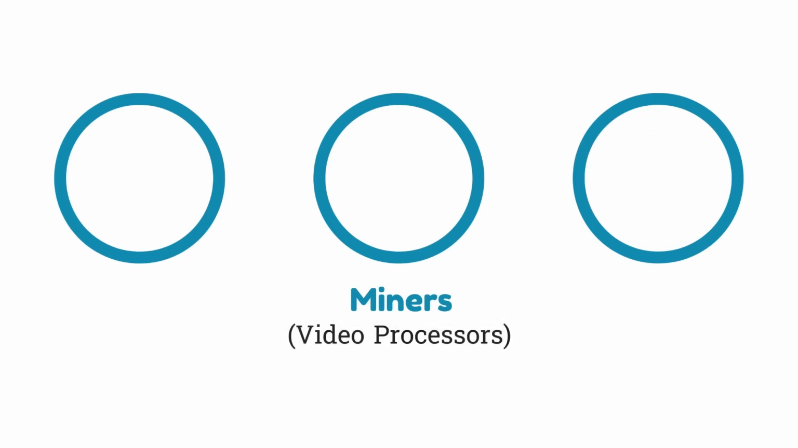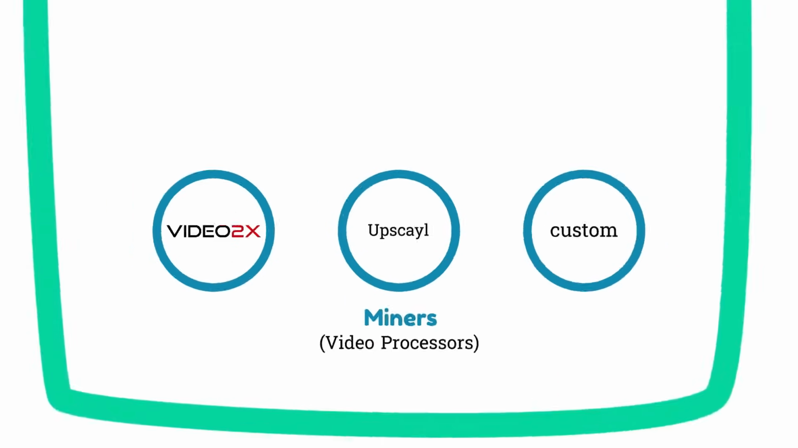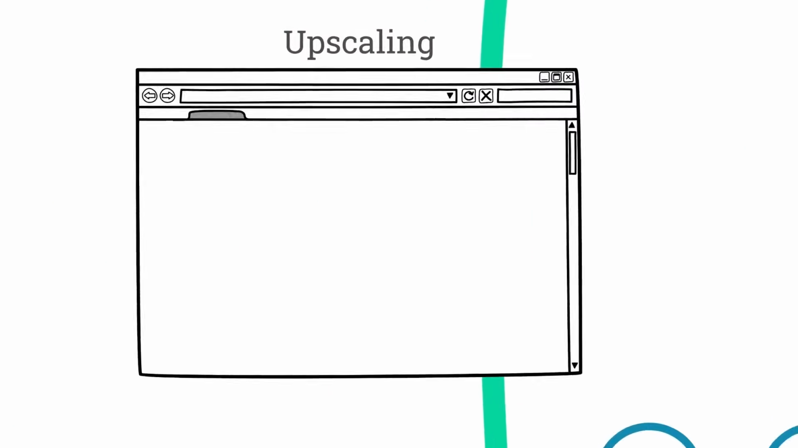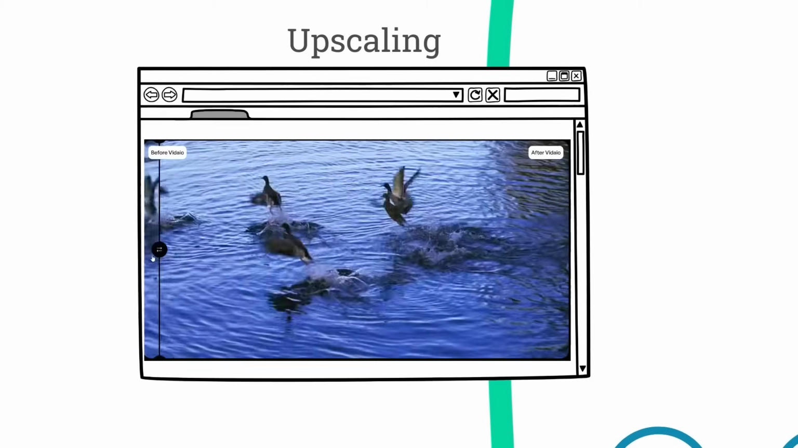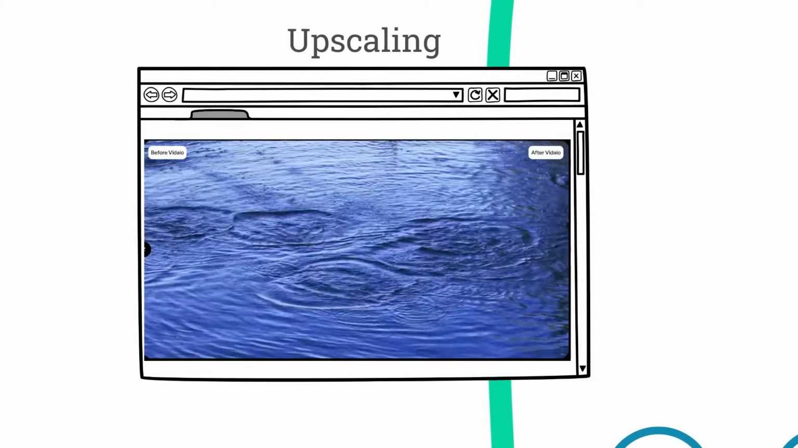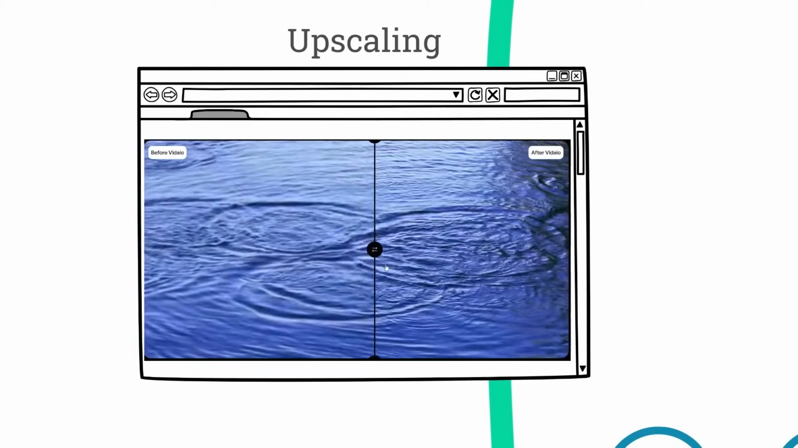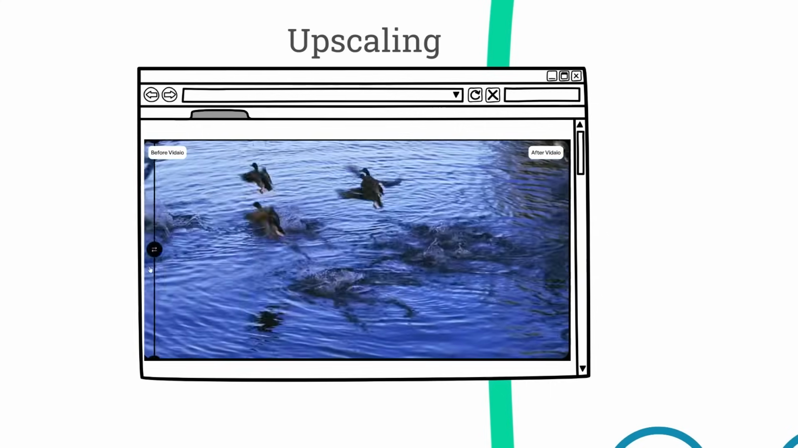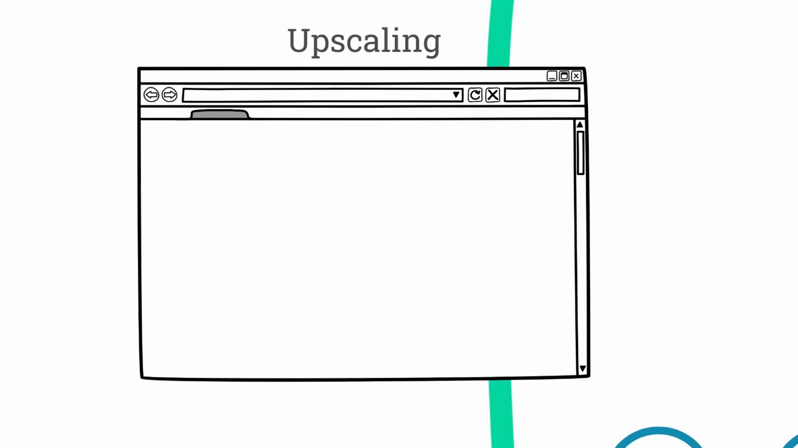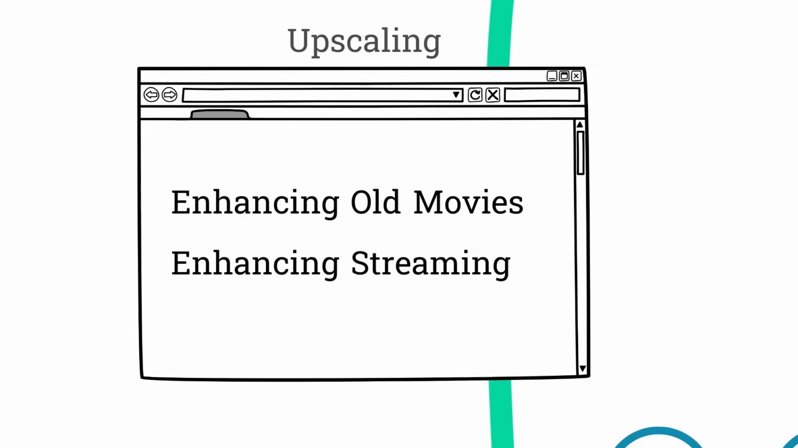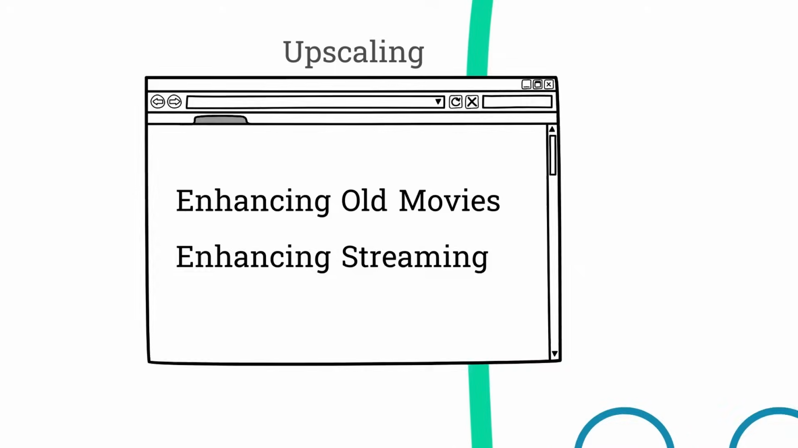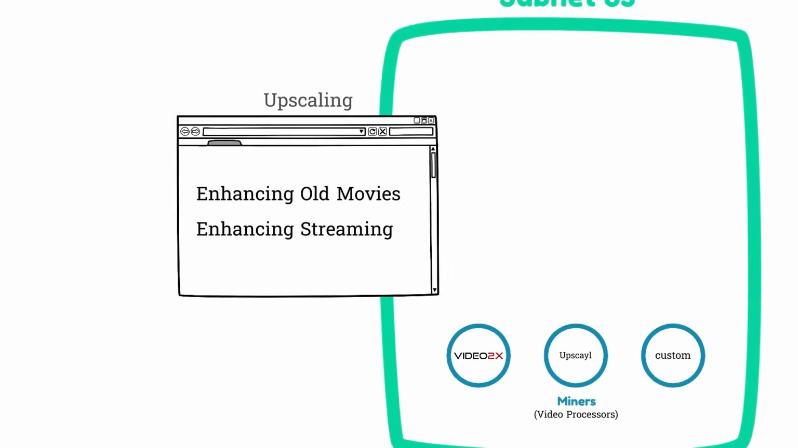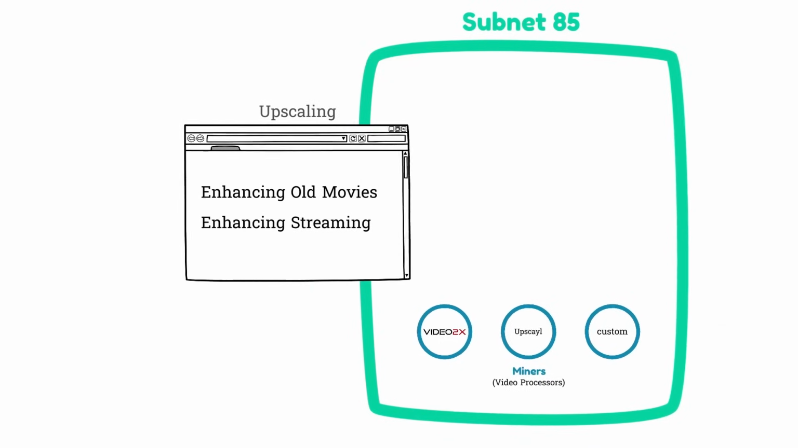Miners are the video processors. They can use whatever tools they want to process videos. Right now, the subnet is focused on upscaling. Upscaling is when you take a poor quality video and increase its resolution, enhancing its quality. Some use cases here would include remastering old movies or enhancing video streaming content to provide a better experience for viewers. You can upload a video to their tool and they'll upscale your video.